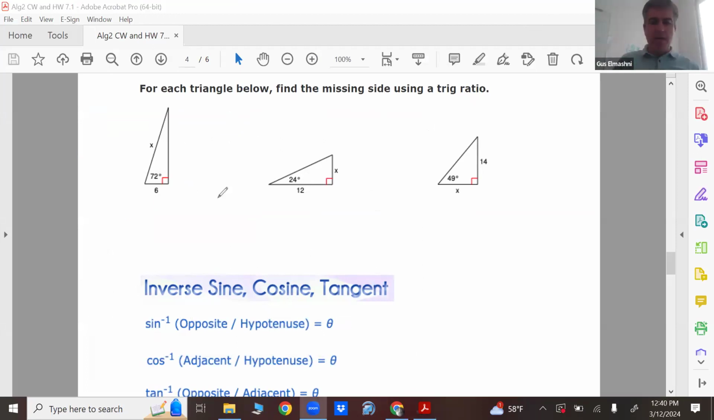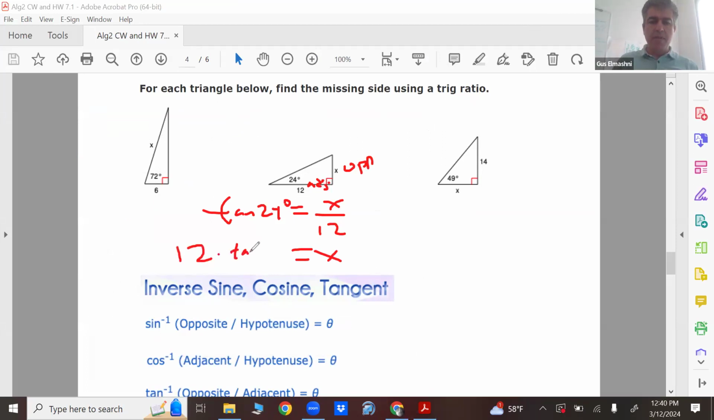Okay, moving right along. Tangent 24 degrees equals x over 12, because remember that's opposite and that's adjacent. So x is 5.34.